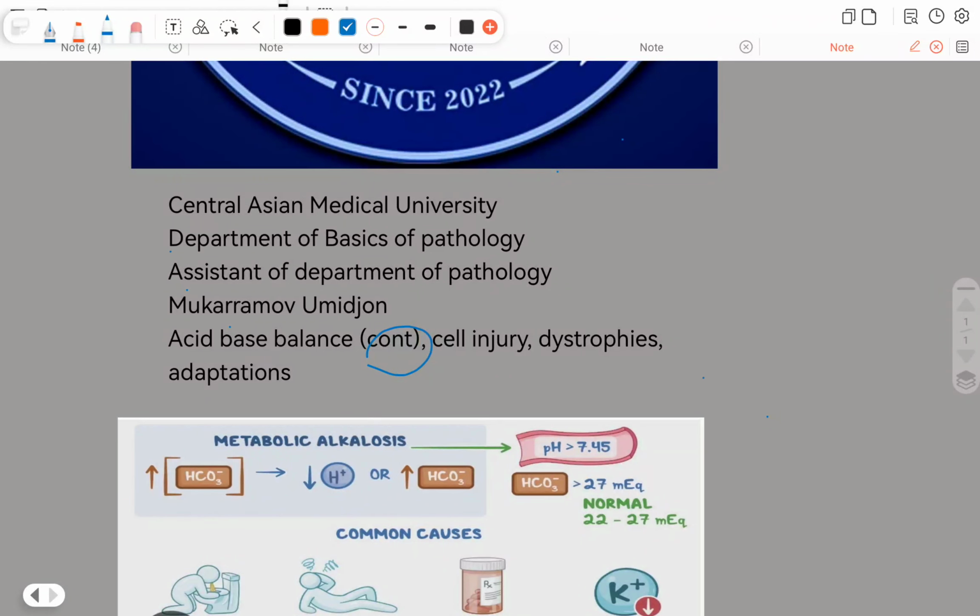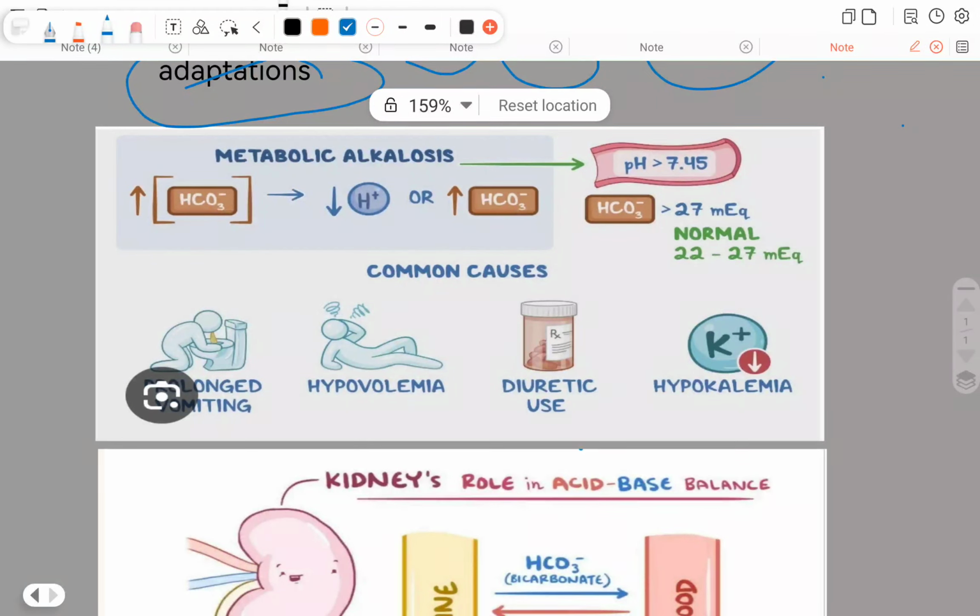In our previous lesson we talked about so much useful information, and I will give you the remaining information. The second one is cell injury, the third one is dystrophies, and the last one is adaptations. I hope and believe that today's lesson will be useful for you in your future profession. Look at that. As for metabolic alkalosis, we have talked about that.